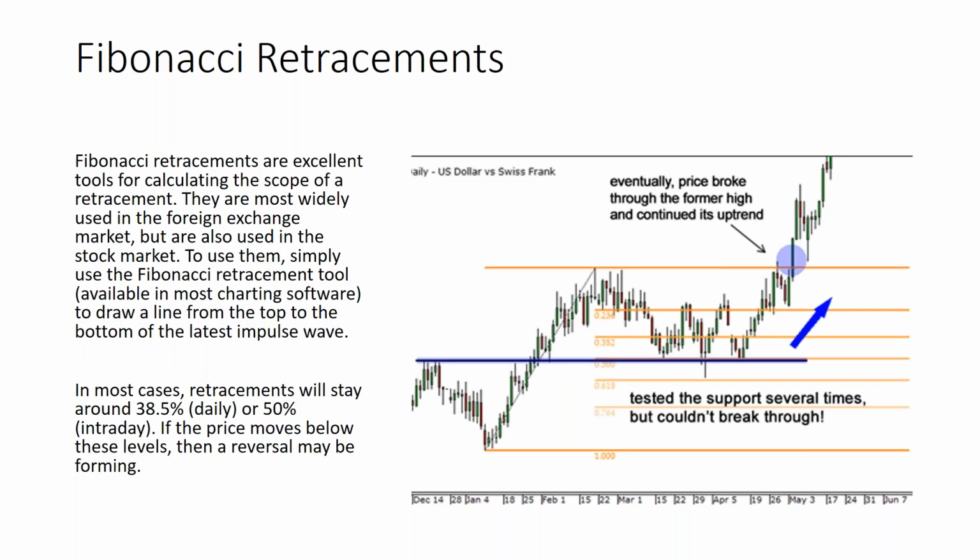Okay, so Fibonacci retracements are excellent tools for calculating the scope of a retracement. They are most widely used in Forex. To use them, simply use your fib retracement tool and pull a line from the swing low to the swing high. In most cases, retracements will stay above the 38.5 or the 50% level. If the price moves below these, then a reversal may be forming.